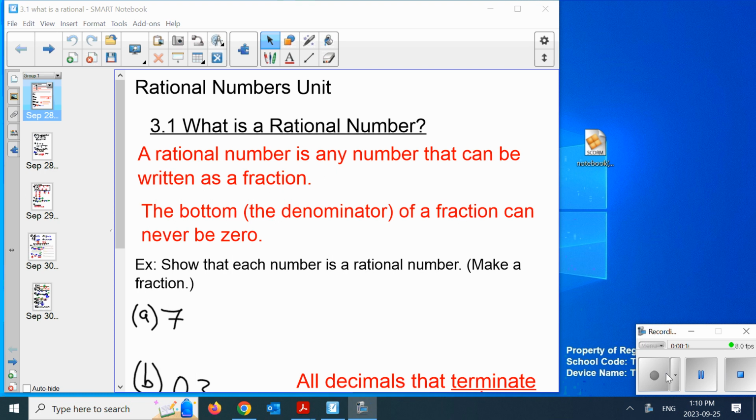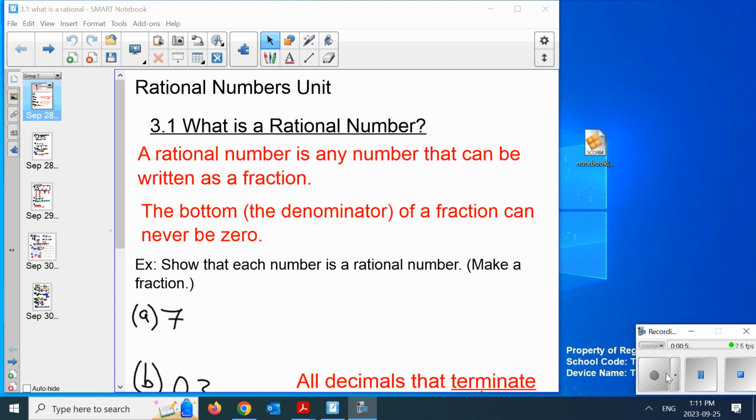What is a rational number? Well, a rational number is any number that can be written as a fraction. The bottom number, the denominator, of a fraction can never be zero. The top, the numerator, can. Did you use the words numerator and denominator in previous years? Top and bottom work as well, but if your teacher says numerator, I hope you know it's the top, and the denominator is the bottom. You have to be able to communicate math ideas, that's all.